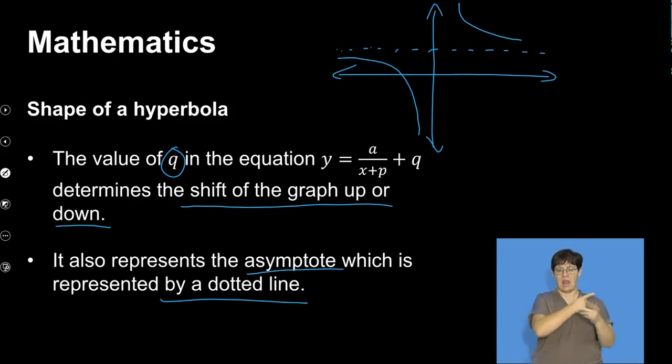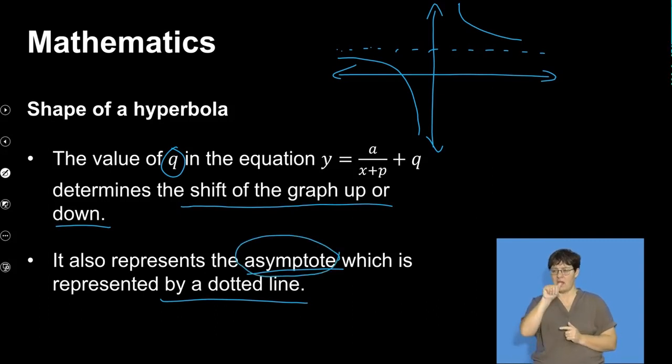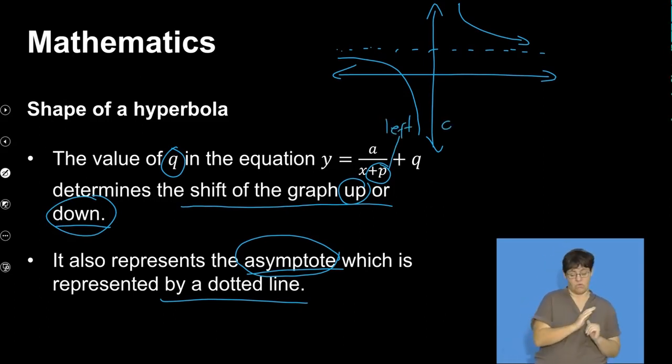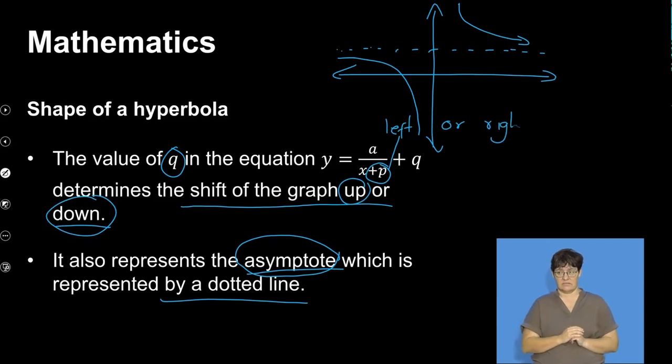So we use a dotted line to represent that this is the asymptote. And if you may just remember, the asymptote will be where the graph can approach but never touch or cross that particular line. And then the value of P will be the very same thing, which is the shift of the graph, but now instead of it being up and down, it actually becomes left or right, and this is also the vertical asymptote of the graph.